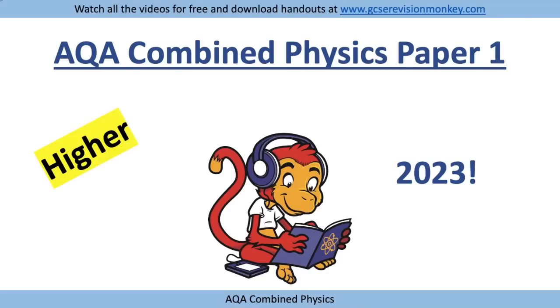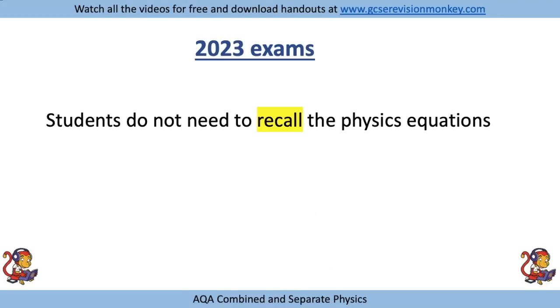Hello and welcome to this Revision Monkey video on what's going to be in the combined Physics Paper 1 exam for 2023. This is for higher only students and it's for those studying the AQA specification. Firstly, for the 2023 exams, as you are all probably aware, you do not need to recall the physics equations.